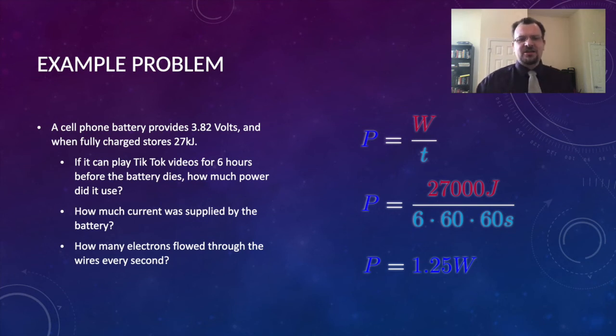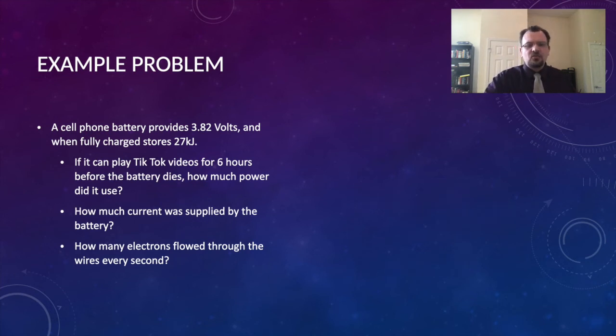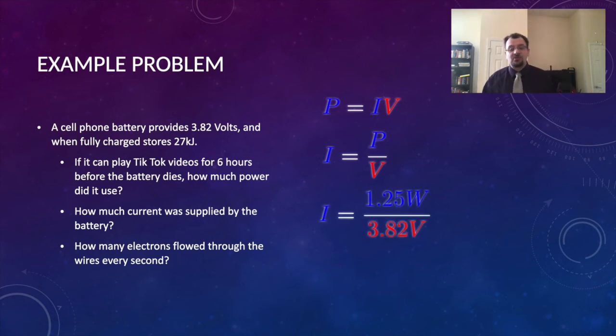So let's look at current. We know that the equation for power is the current times the voltage. We know the voltage, we know the power, so let's go ahead and solve for current. Current's going to be the power divided by the voltage. I can now plug some numbers in. 1.25 watts, that's what we found earlier, and 3.82 volts, that's what the battery is providing and what I was able to read off the back of a cell phone case. We can then do this math and find out that our answer is 0.327 amps.